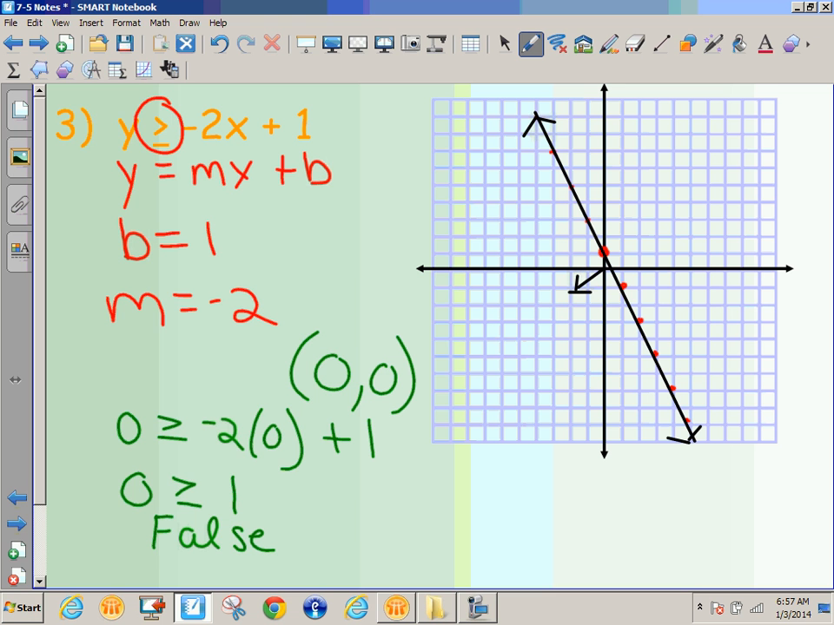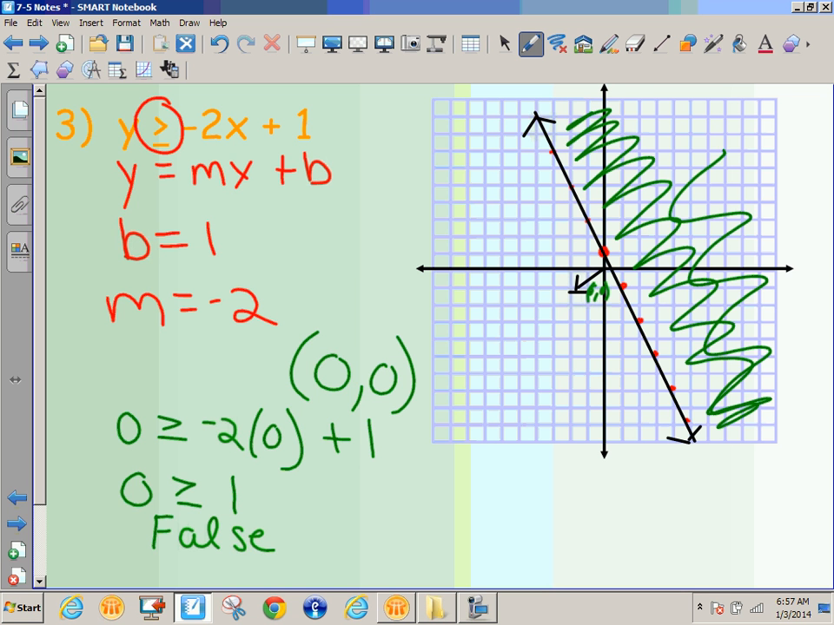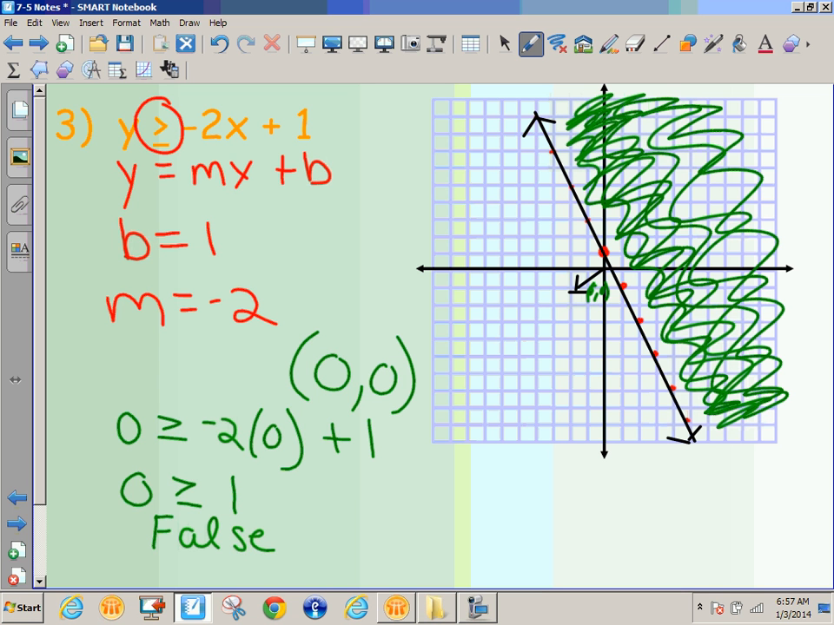It doesn't always end up to be false. I know in all of our examples so far it has ended up being false, but it doesn't necessarily, that's just coincidence. It's false, so when it's false, then we don't want to shade where the origin is, we shade where it is true. So at (0, 0), it's false, so don't shade on that side of the line, we're going to shade on the other side of the line. So every coordinate, or every ordered pair that's to the right of this line is part of the solution.